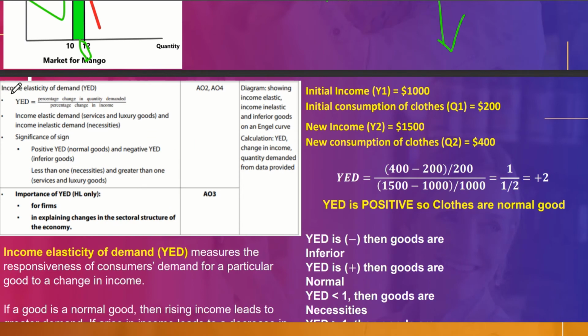And the next one is income elasticity of demand. What does it mean now? We looked at the change in the quantity demanded because of the change in the price. So when the price changes, how much does the quantity demanded change? This is one thing. And the next thing is income elastic demand for services and luxurious goods, and income inelastic demand for necessities. So we'll start in 2 minutes.